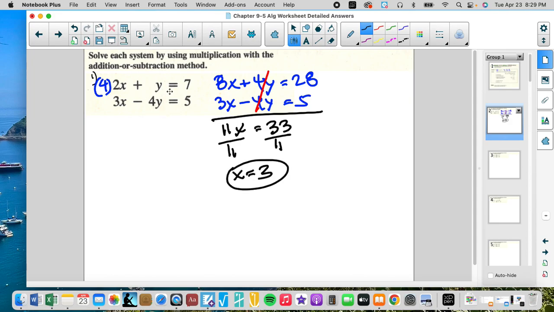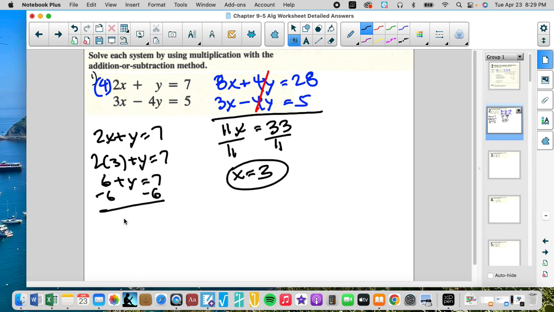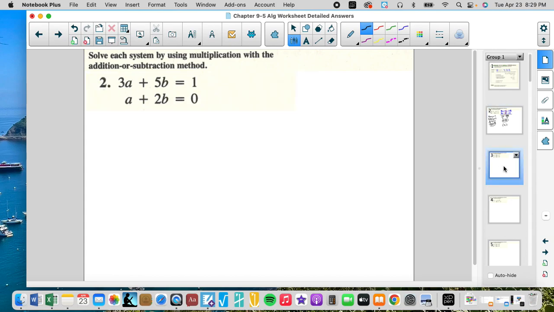And then we'll take one of these equations, doesn't matter which one, 2x plus y equals 7. We'll plug in 3 for x and isolate for y. Always simplify first. We'll subtract 6, and we get y equals 1. So my coordinate is 3, 1. Lots of problems in this one. I think there are like 35 problems. So we're going to do a lot of them.